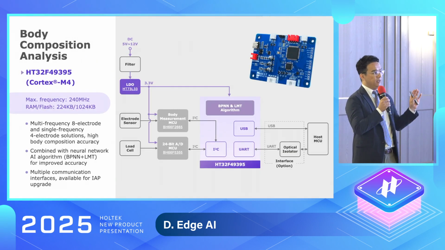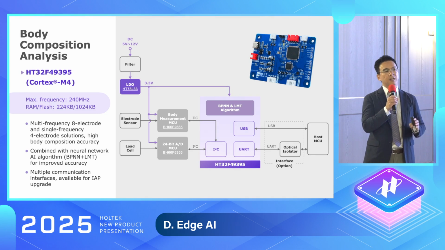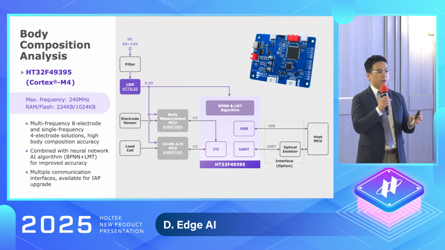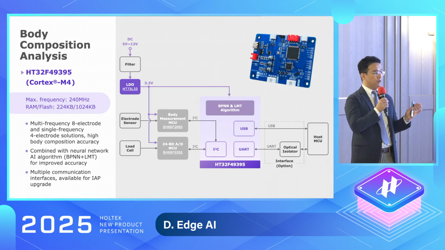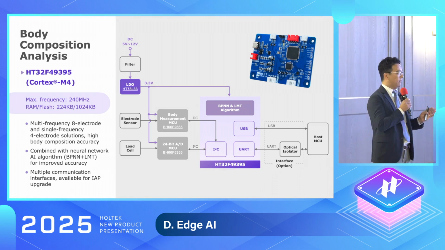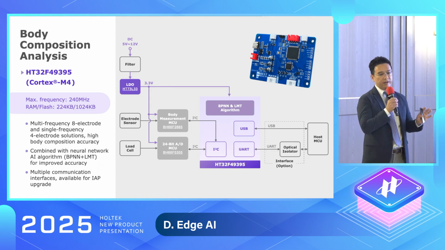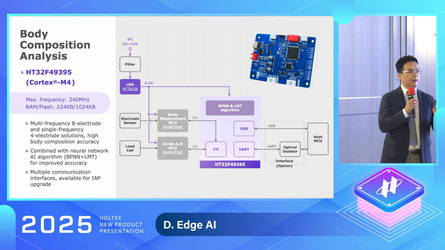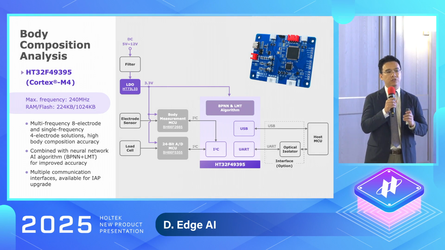And because this is a more complex design, compared with the previous 3 demo sets, we use a more powerful MCU, our ARM Cortex M4, part number HT32F49395. And because we also have a very strong external AFE body measurement MCU BH66F2665 and 24-bit ADC MCU BH66F5355 to make the accuracy even better. So this can be used for both 8 electrode and 4 electrode solutions.